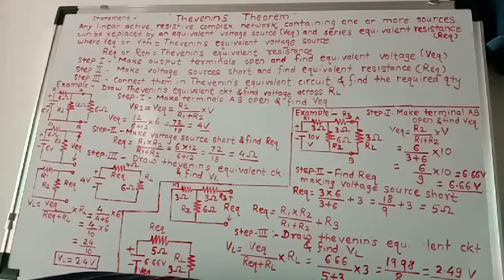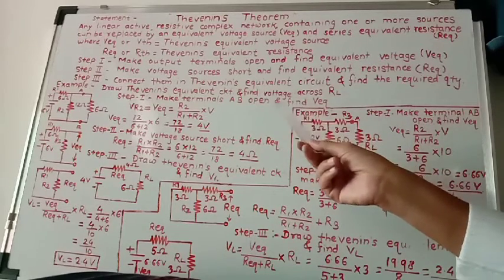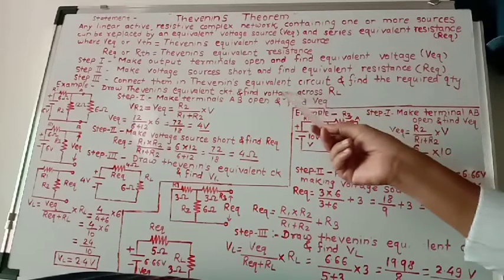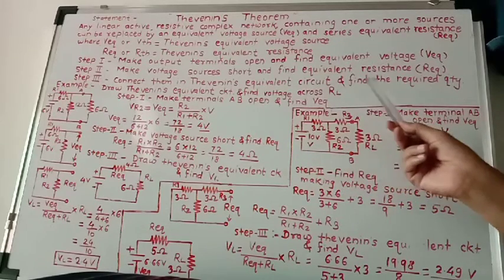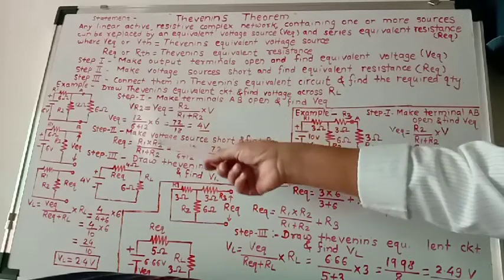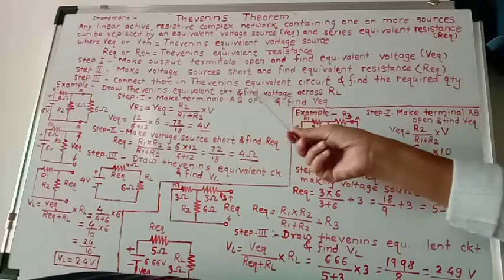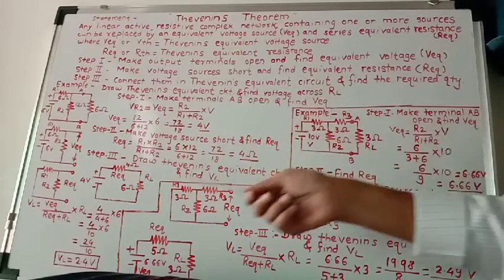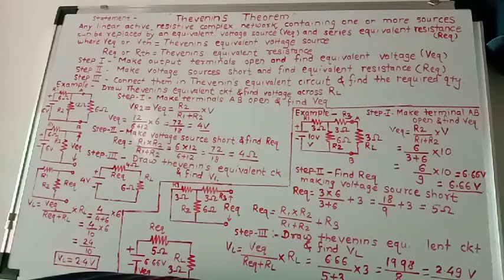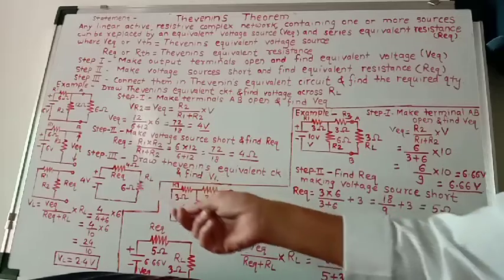Then first of all we have to calculate the load voltage, that is the voltage across RL. Find the required quantity. Draw Thevenin's equivalent circuit and find the voltage across RL. So voltage across RL means VL. We have to find out the voltage across RL.